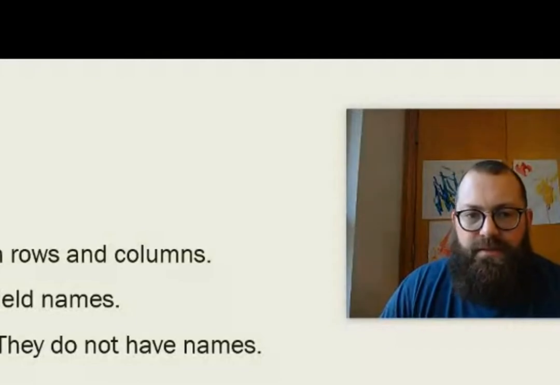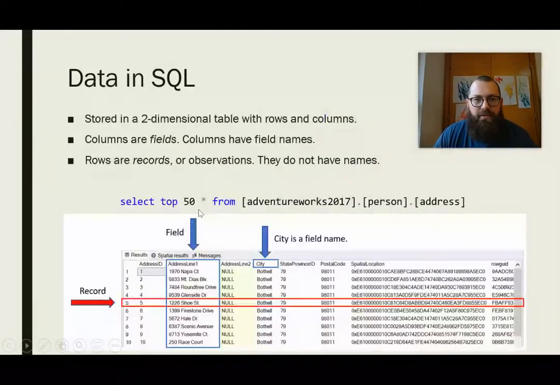And then this is the query. This right here is the query that ultimately returned these records here. It's basically selecting the top 50 records from this particular table, which we'll get into the syntax of later.